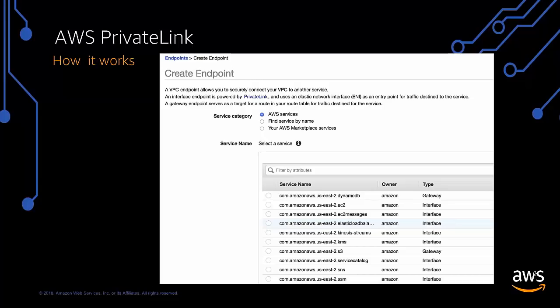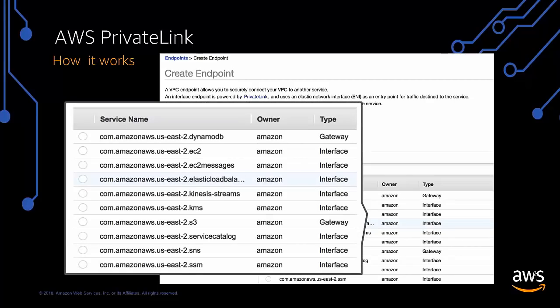So this is the list. We've got DynamoDB, EC2, Elastic Load Balancing, Kinesis, KMS, S3, Service Catalog, SNS, and SSM. And each of these has sort of a different type. So we can see that DynamoDB and S3 are gateway type interfaces. And then we have interface endpoints that consist of all the rest of these services.